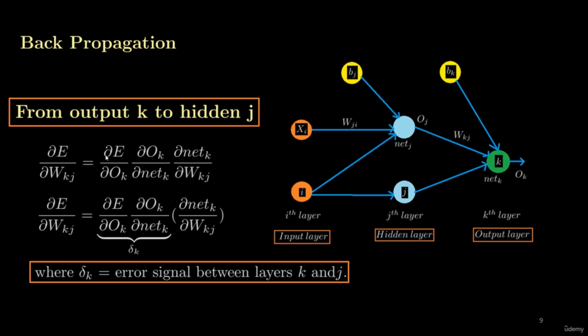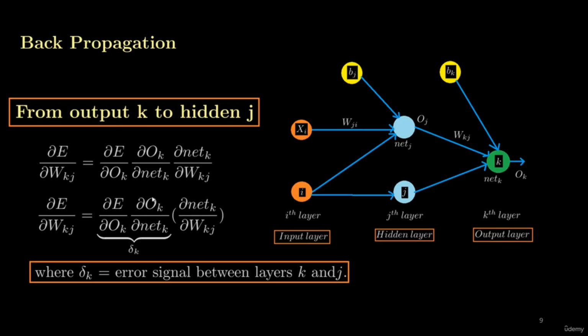So the equation will be dE by dok. That is, first we will find the rate of change of error with respect to OK. Then we will find the rate of change of OK with respect to net k, and then net k with respect to wkj. So if we move from error to wkj, we need three steps. And for every step, we will write the gradient equation. So here we are using a gradient in the back propagation, and we have three terms when we are moving from the output layer to the hidden layer.